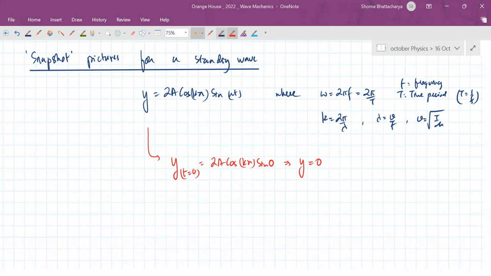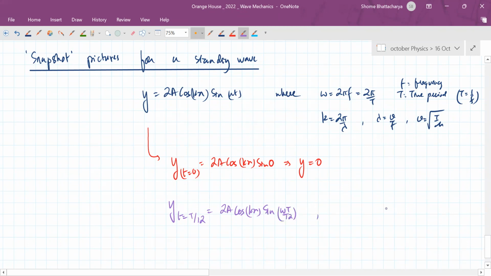Then next let us look at y at t equal to, let's say, one twelfth of the time period. So let's understand this term. So omega T by 12 is 2 pi by T times T by 12. So that's pi by 6. So sine of omega T by 12 becomes sine pi by 6, which is half.